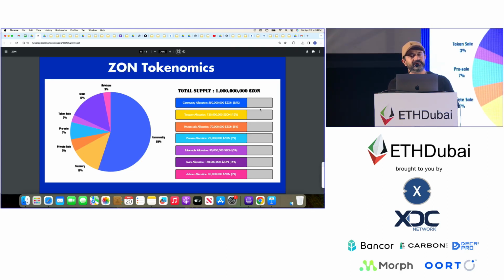With 10 million tokenomics, this is how the allocation is. 55% is towards the community. 12% is towards the treasury. And you can see how the tokenomics is revolving out here.